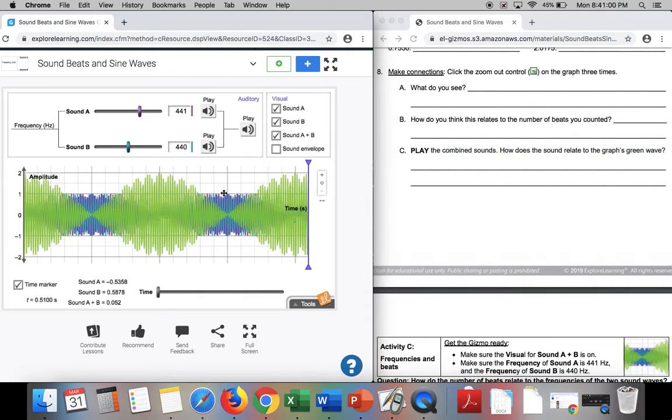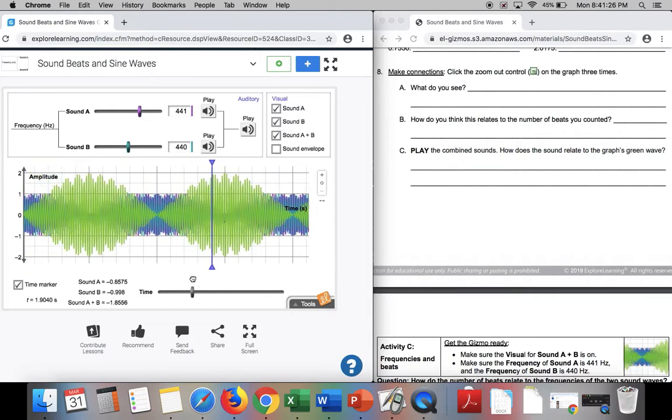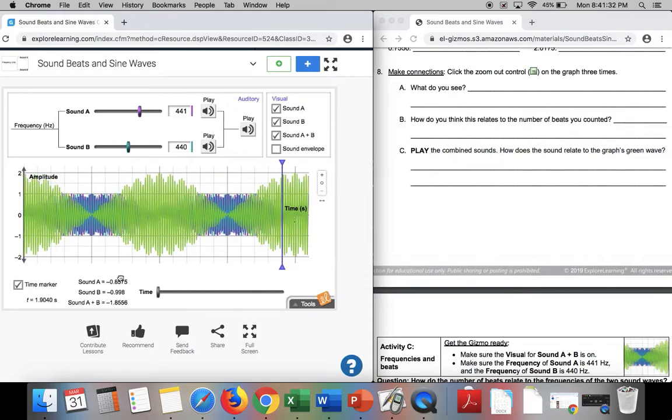Alright, so when I'm looking at it, what do I see? Remember, the green represents sound A and sound B. The blue is going to represent your sound B, and then that pink color you see is going to represent sound A. So look at this. Again, you can move the time slider back and forth to see the different things. So you should see different things here, and so you're going to write what you notice.